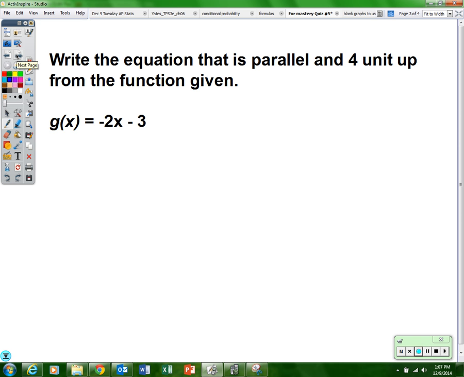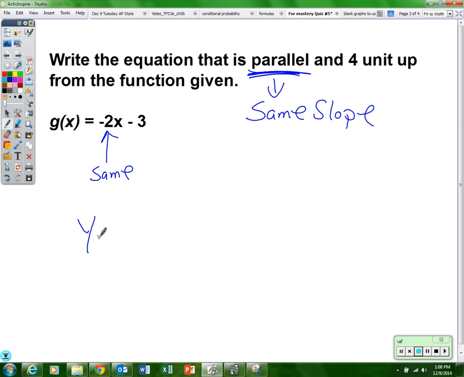Problem number 3, write the equation that is parallel and 4 units up from the function given. Remember, parallel means that the 2 equations will have the same slope. Okay, so here's your slope. We want to keep that the same. So we're going to say y equals negative 2x. Now it is parallel. Well, and 4 units up from the function given.